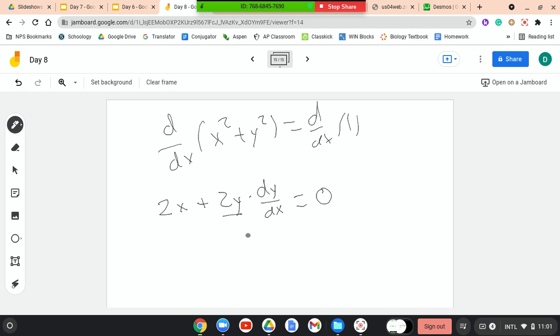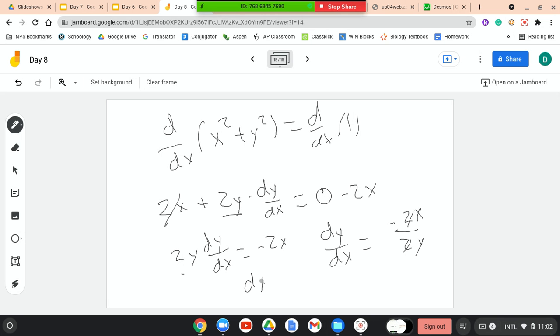Now I can do some algebra. 2y times dy over dx equals negative 2x, just from subtracting 2x from both sides. Yep. All right, I'm going to divide both sides by 2y. dy over dx equals negative 2x over 2y. The 2's go away. And dy over dx equals negative x over y.